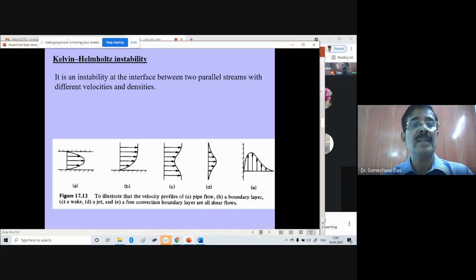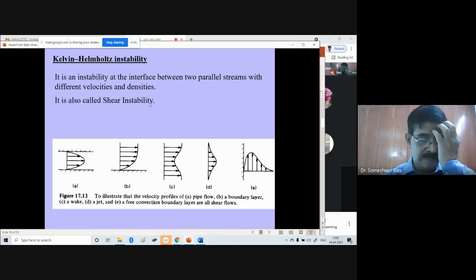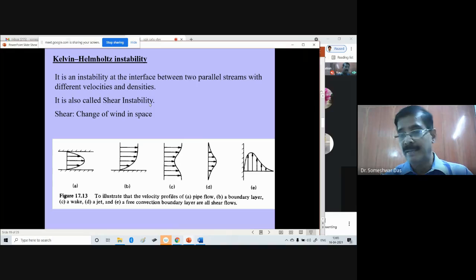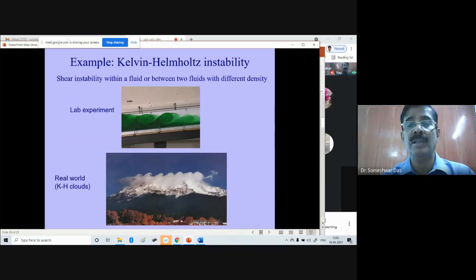So Kelvin-Helmholtz instability is an instability at the interface between two parallel streams with different velocities and densities. It is also called shear instability because it is formed because of wind shear. And what is shear? Shear is the change of wind speed in space. Examples of the Kelvin-Helmholtz instability are illustrated in these two diagrams.